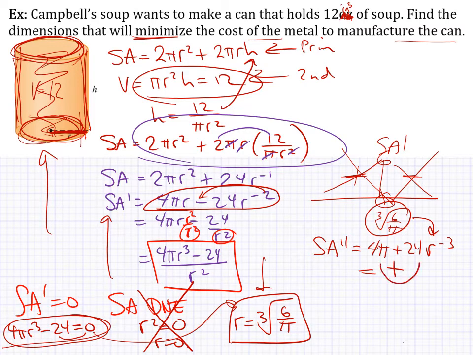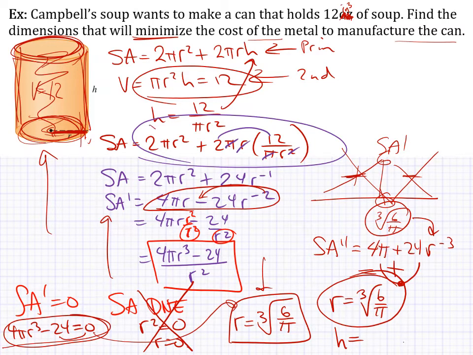Second derivative positive, concave up tells you it's a minimum. So r equals the cube root of 6 over pi would be one of the dimensions that would minimize the can. The other dimension that would minimize the can would be h. Well, we need r and h to find out what our dimensions of the can will be.